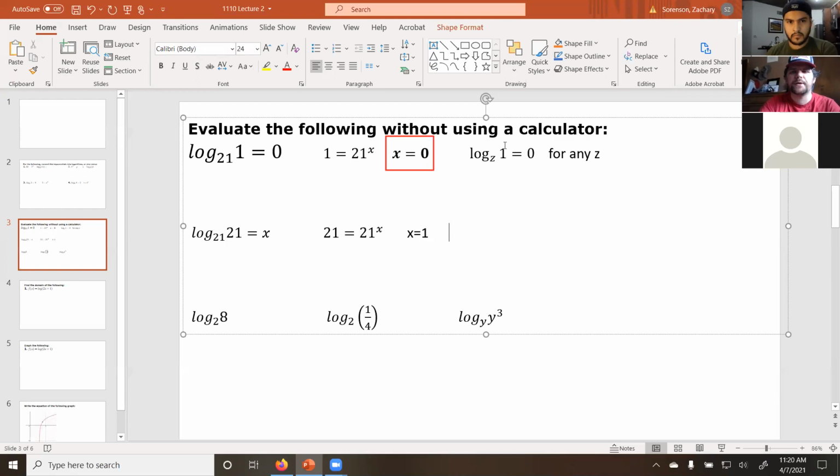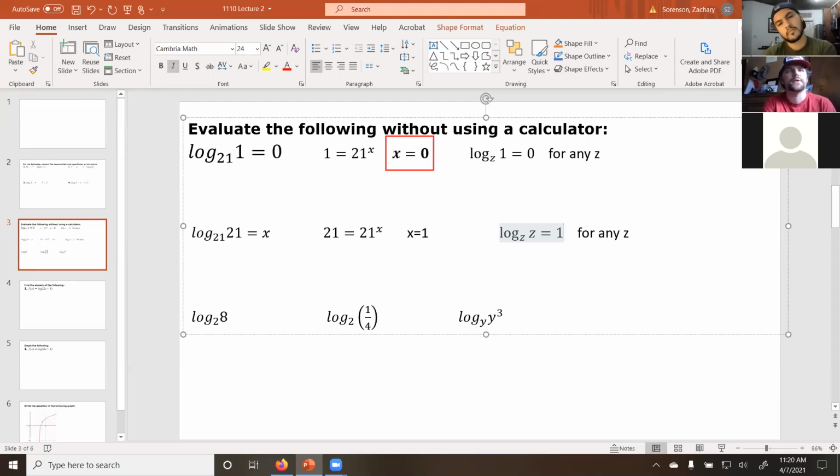So the property here is that if I have my bases matching up, then I'm always going to return a value of 1. Log base 10 of 10 is 1. Log base 50 of 50 is 1. Log base 5 billion of 5 billion is always going to return a value of 1.